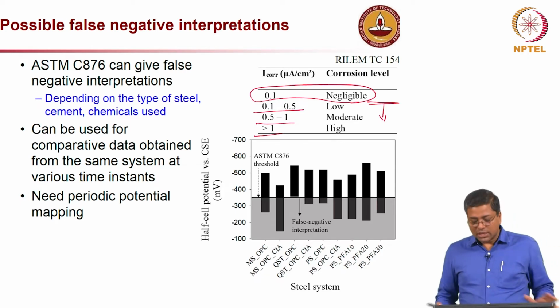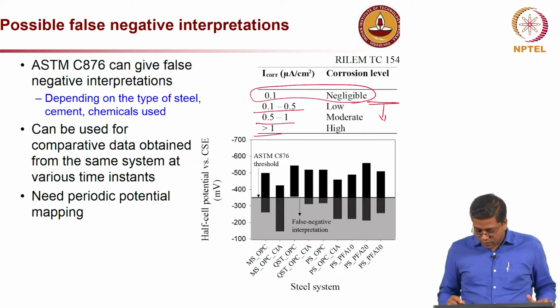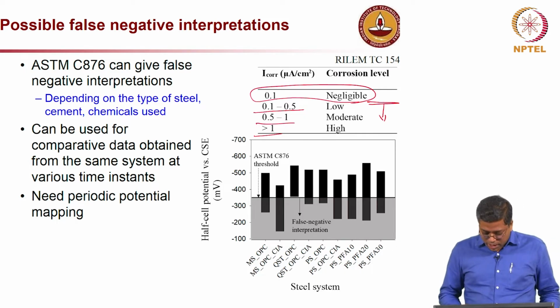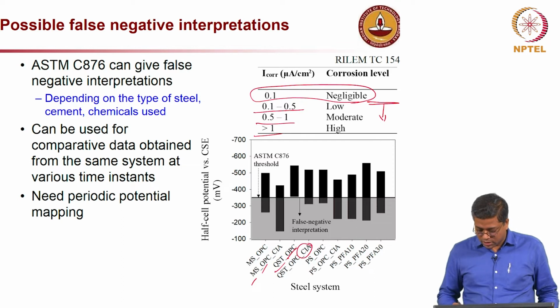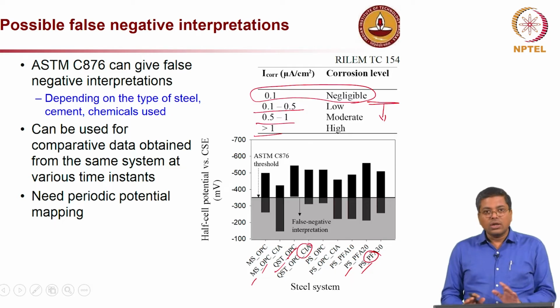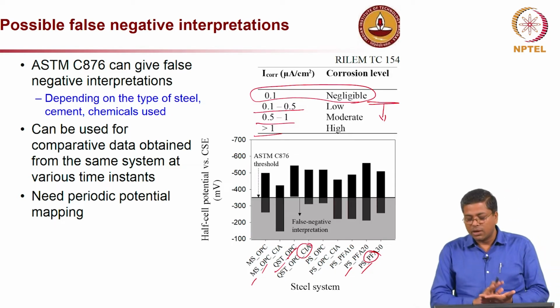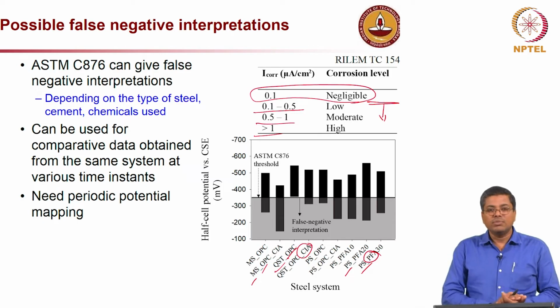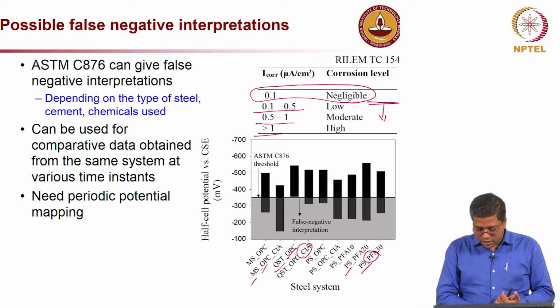We did some tests in our laboratory with mild steel with OPC concrete, TMT or QST steel with OPC concrete, also with corrosion inhibitors, and pre-stressing steel with fly ash of different dosages. So with different types of fly ash, different types of SCMs, corrosion inhibitors and two types of steel, all of this was looked at, and we found that there could be significant misleading information if you blindly follow ASTM C876.